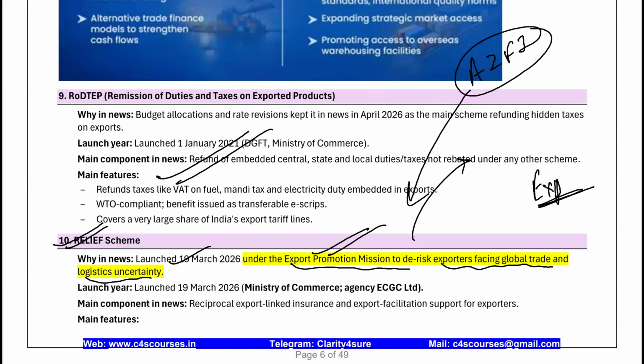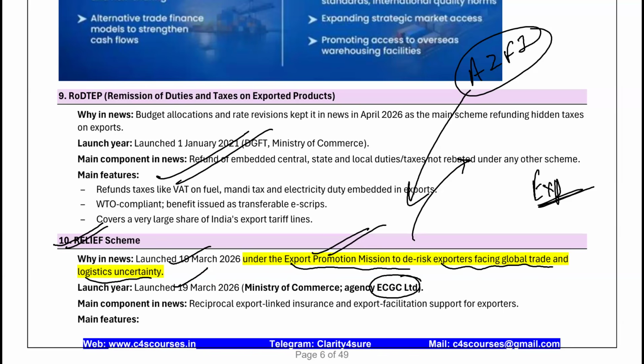Everyone, if you are preparing for the RBI Grade B examination, you should understand that it is ECGC. ECGC is also asked in the exam. That is implemented through ECGC. Are you getting my point? Launched on 19th March 2026, it is a Ministry of Commerce agency, ECGC. ECGC is Export Credit. You should understand the working of ECGC.